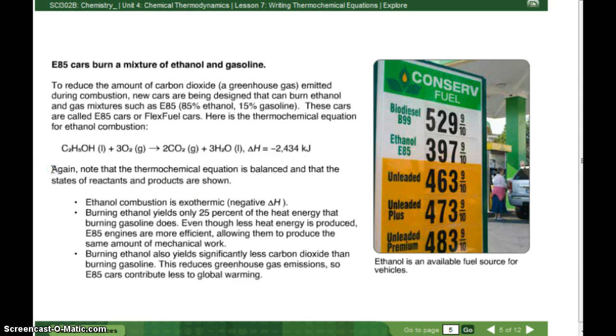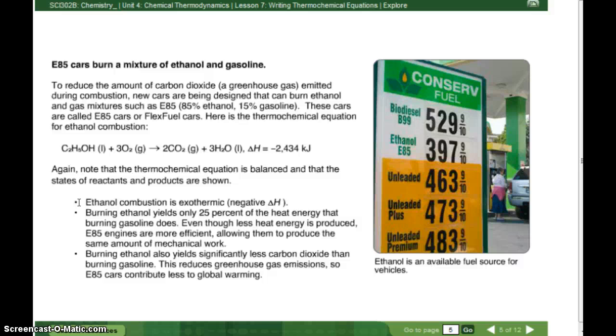Again, note that the thermochemical equation is balanced and that the states of reactants and products are shown. So it's balanced. Check. We have liquid, gas. Check. We have our change in enthalpy. Check. We have the fact that it's kilojoules. Check. So ethanol combustion is exothermic. Again, we know that because it's a negative delta H.